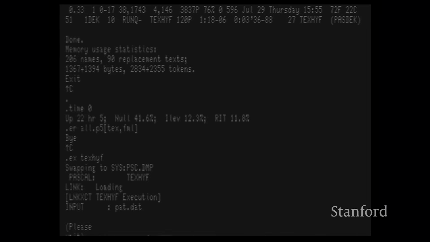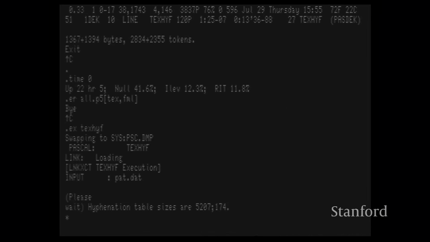Now at this point it's computing from all those patterns a very efficient data structure so that doing the hyphenation is going to be real fast. I'll explain the data structure in a few minutes. Okay, now it's ready, and it said the hyphenation table sizes are 5207 and 174. This 5207 is the number of words in a trie, T-R-I-E, that's in your TeX web listing. And this is a data structure we'll be talking about.